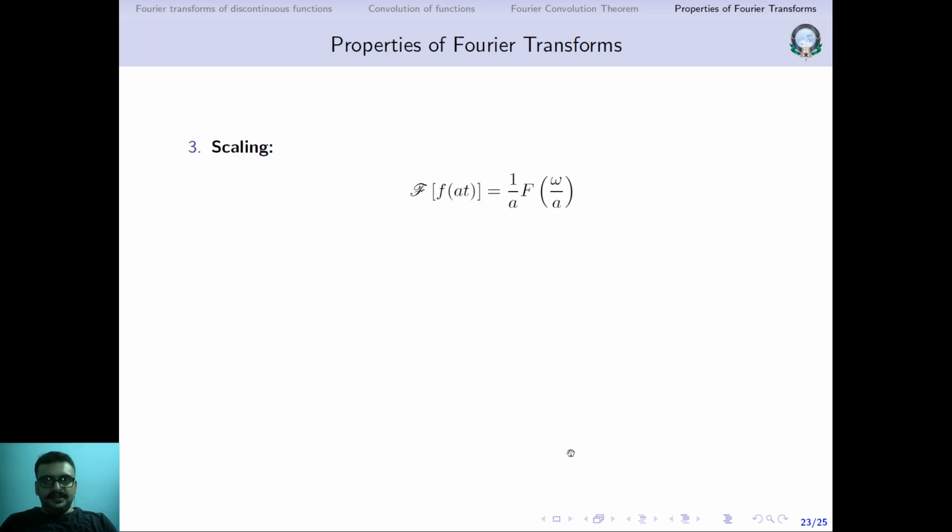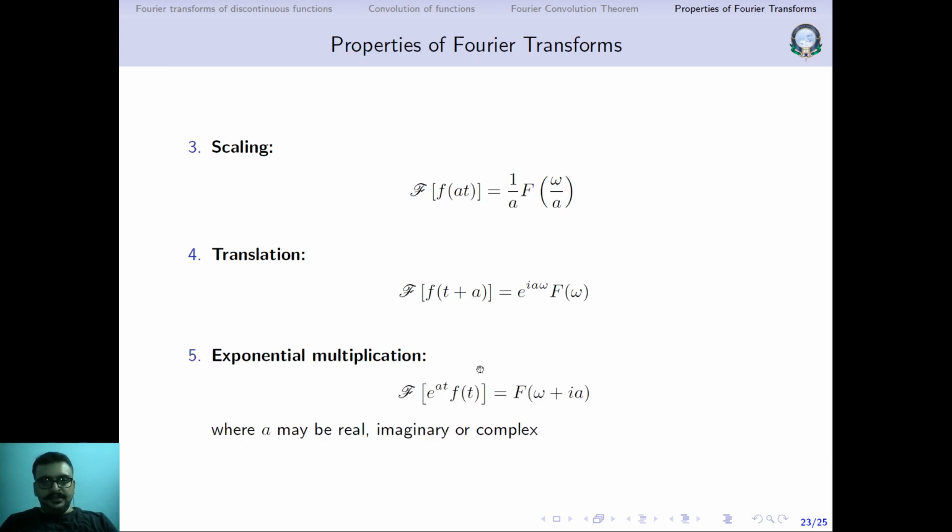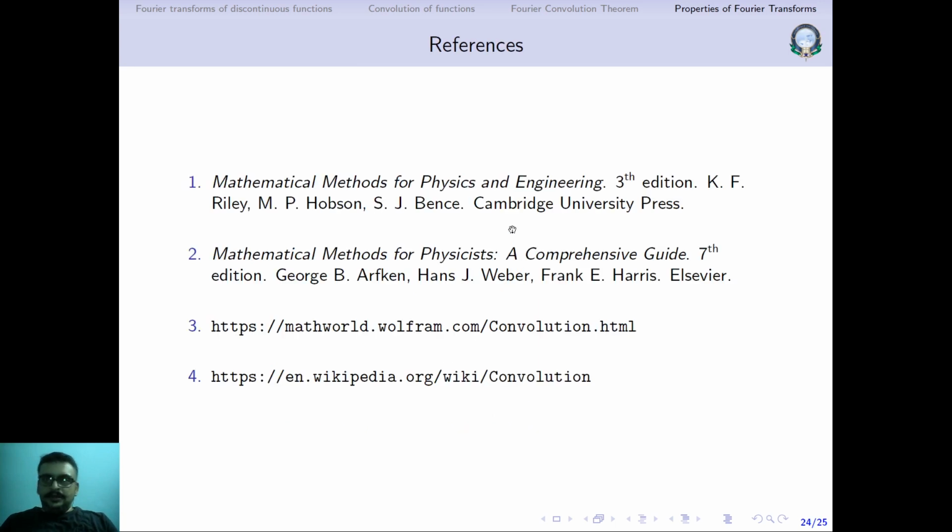Next we have 3 more properties. One is the scaling property, then we have the translation property, and finally we have the exponential multiplication property. With this we come to the end of this lecture on Fourier convolution.